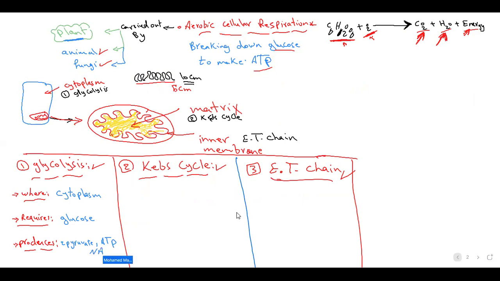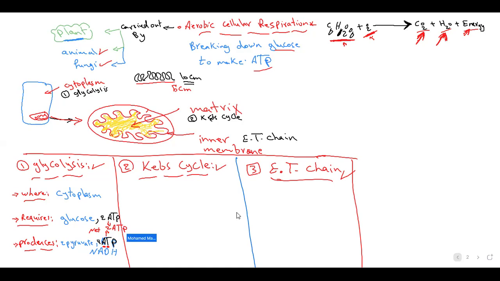And NAD, and NADH. Good. So I just want to add something here. To break down the glucose, we use 2 ATP and we produce 4 ATP. So the net is we gained or lost? Gained.